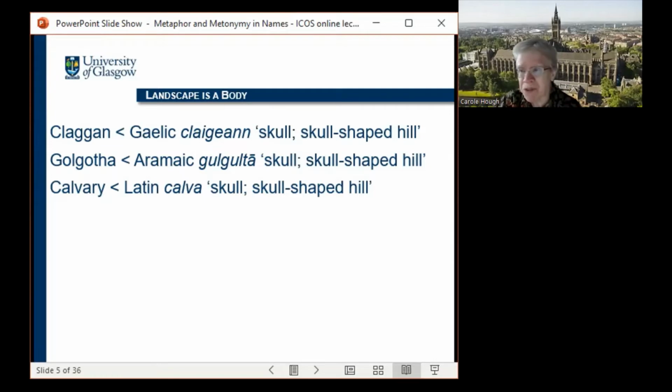All the metaphors we've seen so far are based on shape. Shape is the single most common motivation for the landscape is a body metaphor in place names, but it's not the only one. There are different motivations for the metaphor, or to put it another way, different aspects of the source domain are mapped on to the target domain.